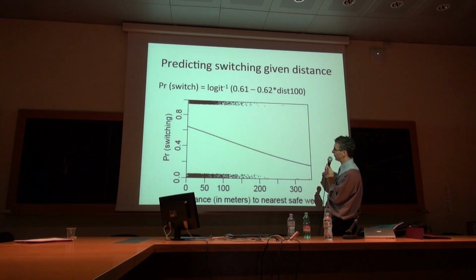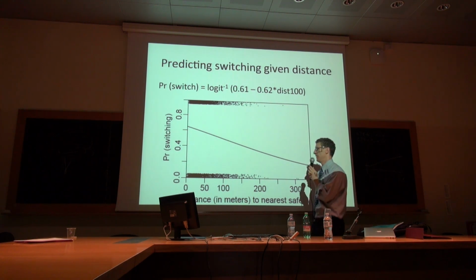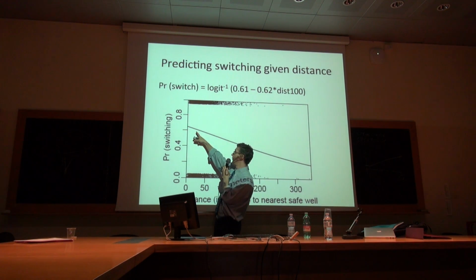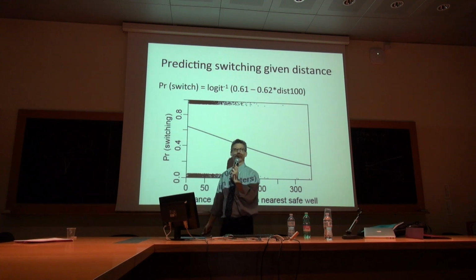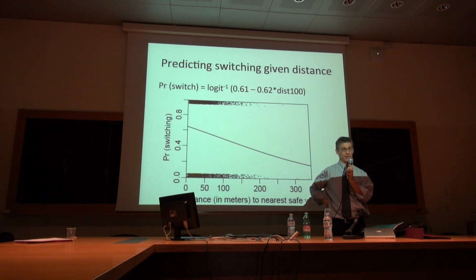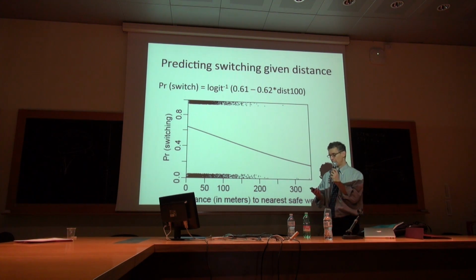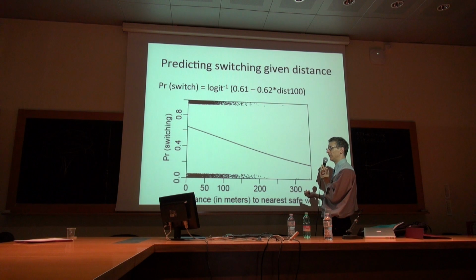This is the result of the logistic regression. The further away you are, the less likely you are to switch. Perhaps surprisingly, even people who are next door to a safe well often don't switch. I don't know what to say, except it seemed funny to me, but then I thought, well, in the United States, it's not like I share anything with my neighbor, right? So it's not clear that Bangladeshis should be so much different. I guess it's a big social cost to ask somebody.